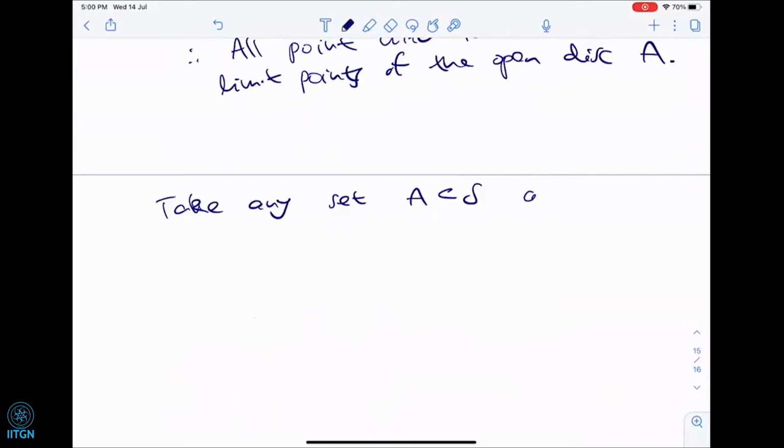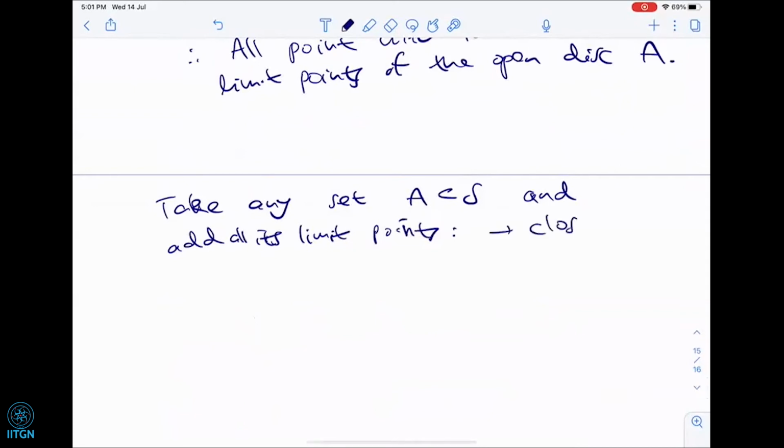Subset of S, and add all its limit points. Add all its limit points, then we get what is called the closure of A. We have taken an open thing and added some specially chosen points and called this a closure.